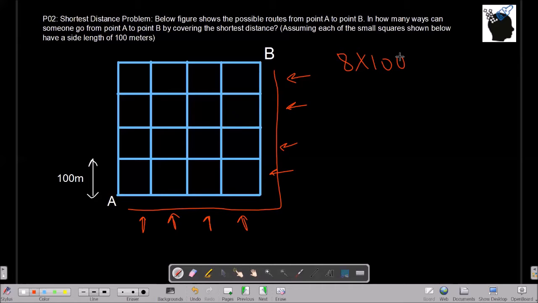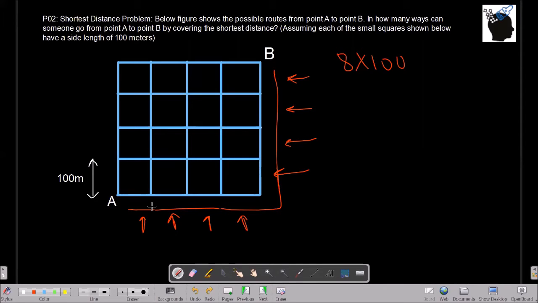So there are two ways in which we are going to solve the problem. The first method is a simple counting method. In this method, we are going to start from point A and see where all we can go. So from A, I can either go right or I can go up.